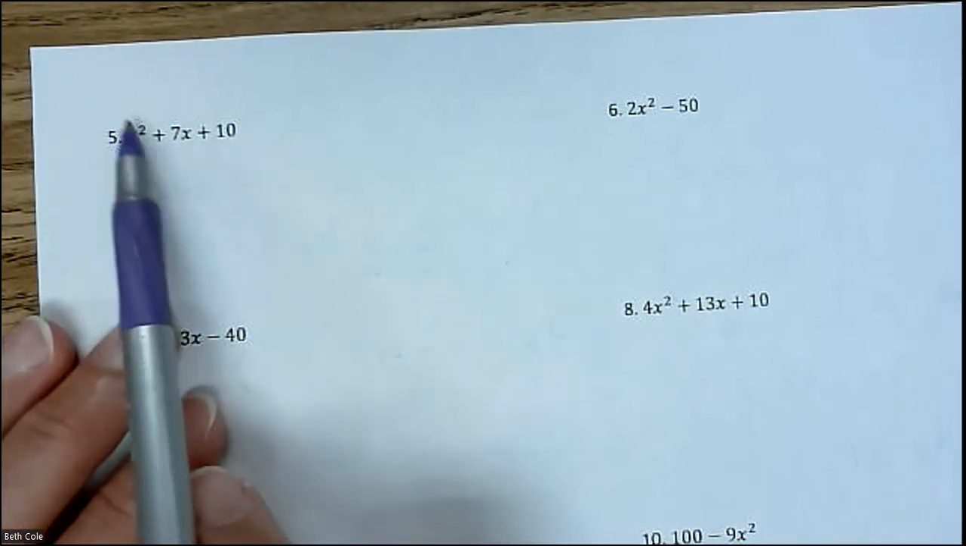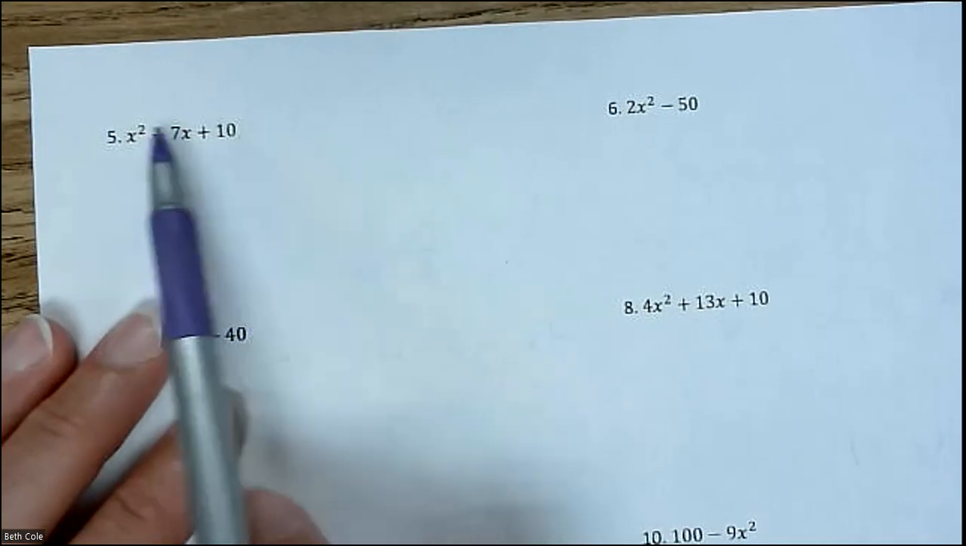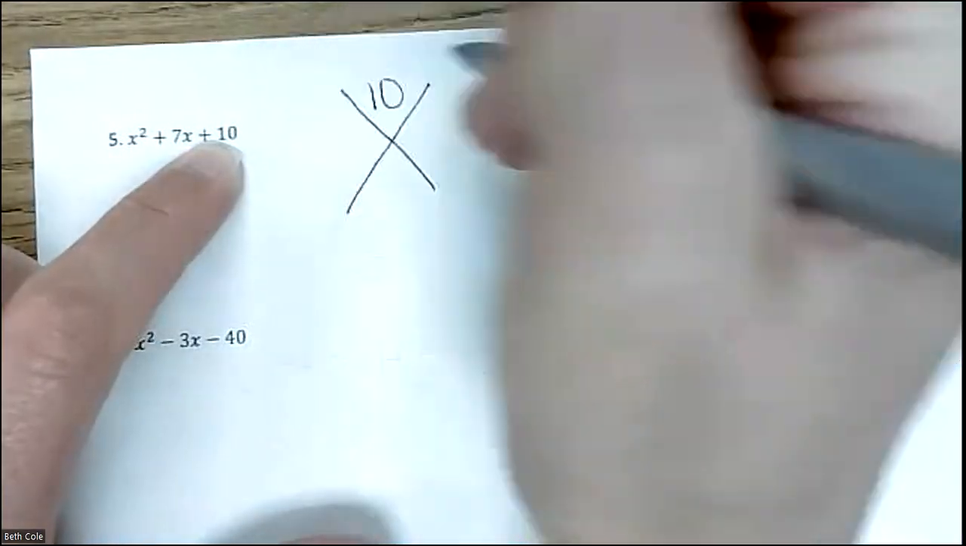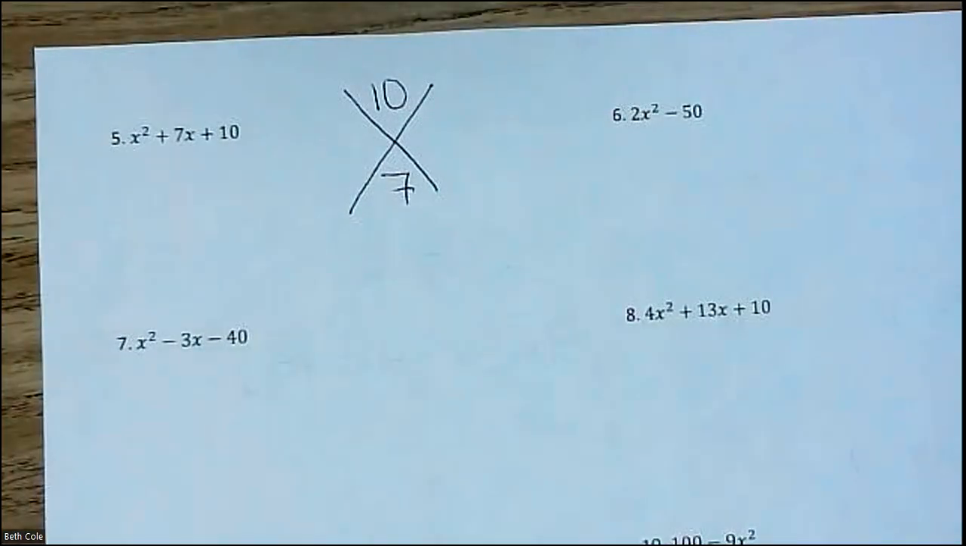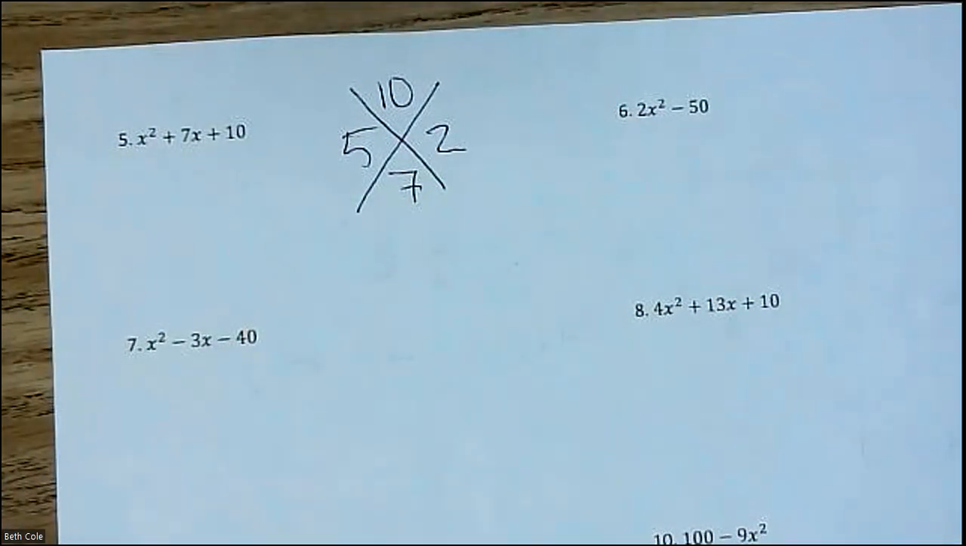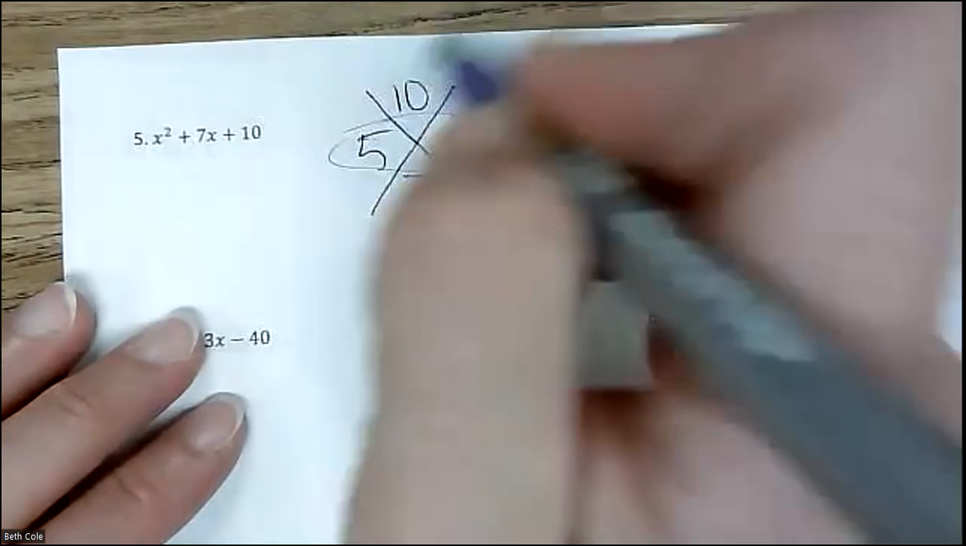All right, so look at this one. Do you notice it's an X squared and then an X and then a number? Okay, draw your X for your X box. 10 goes on the top, 7 goes on the bottom. This one's kind of nice because everything's positive. That's always nice when everything's positive. I need numbers that multiply to be 10, that add to be 7. It would be 5 and 2. Good job. So these are the numbers you're going to use.